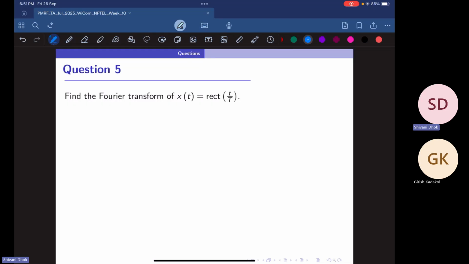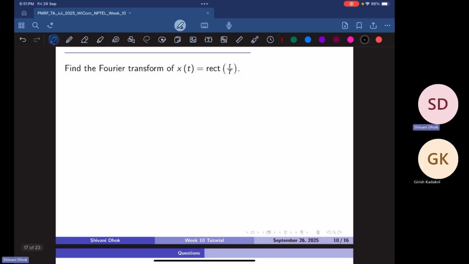So let's start with this question. This might be repetition of a very basic concept that we have been using for a long time, but still it's a good revision. The question says, find the Fourier transform of x of t equal to rect of t by capital T. How does this rect function look? It starts at minus T by 2 and ends at T by 2, and in this duration it is equal to 1.